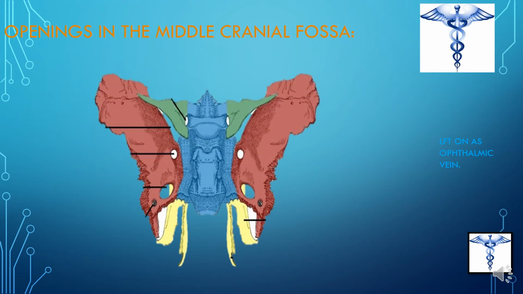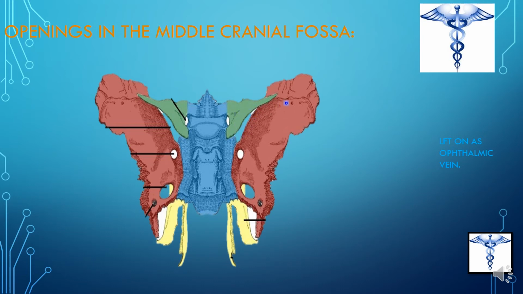Openings in the middle cranial fossa. The first one you can see anteriorly is the optic canal. This optic canal lies between the lesser wing of sphenoid and body of sphenoid. Through this optic canal, the optic nerve and ophthalmic artery pass.